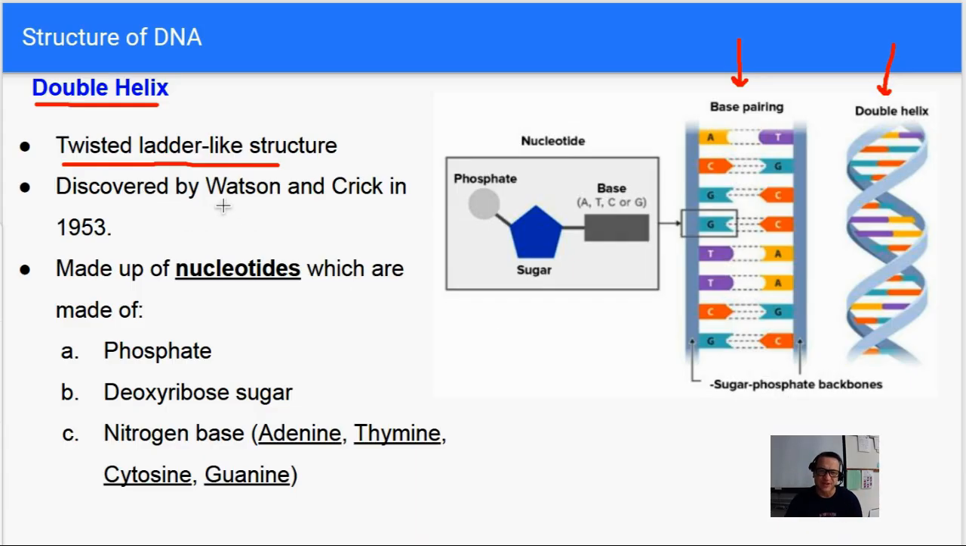All right, so what is it? The shape was discovered by James Watson and Francis Crick in 1953. Don't think you'll need to know that. Now, you should remember this. We've been doing this since August.